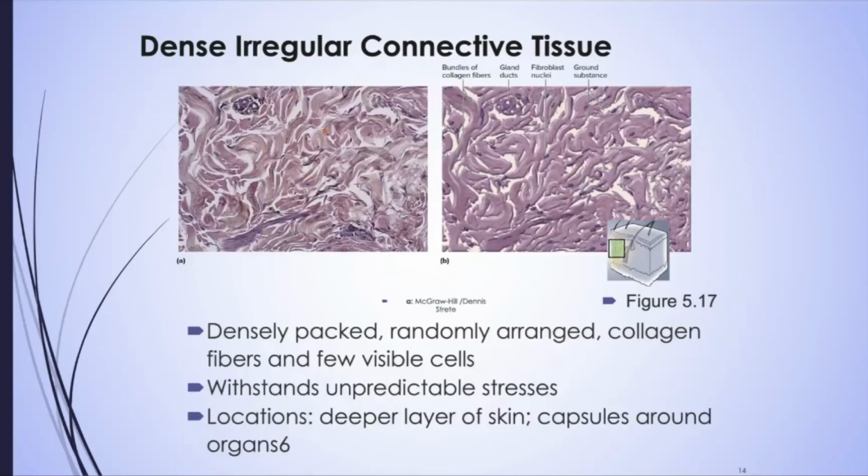Irregular is not. So irregular dense connective tissue is densely packed. It's randomly arranged collagen fibers, okay? It's more difficult to see any visible cells. It's going to withstand lots and lots of unpredictable stresses. You're going to find this in the deeper layers of the skin and capsules that surround the organs.